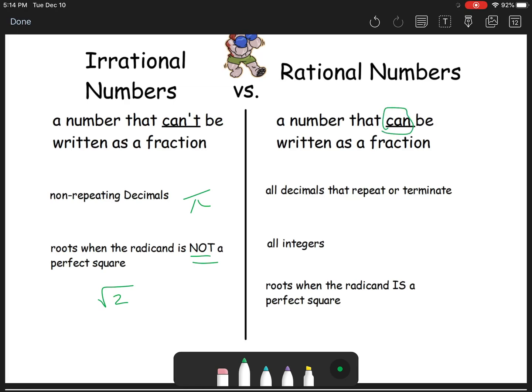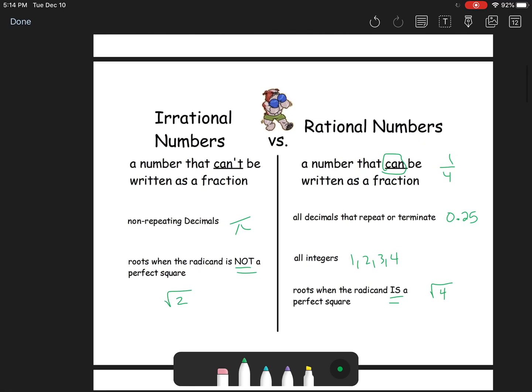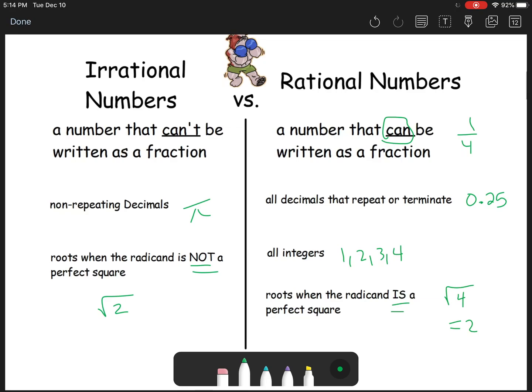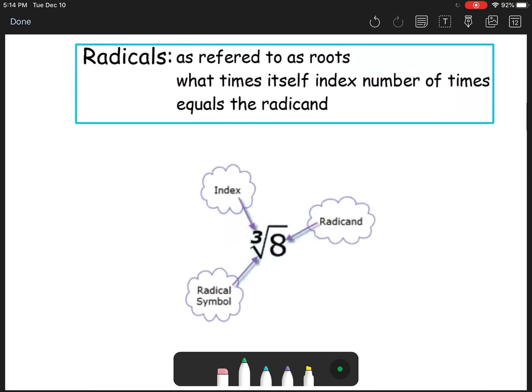Rational numbers can be written as fractions. So anything that can be written as a fraction. The decimals repeat or terminate, so that means it ends. All the integers are rational numbers, so that's all your 1, 2, 3, 4, -1, -2, -3, -4, etc. And roots when the radicand is a perfect square. So for example, the square root of 4 is equal to 2, so that would be an example of a rational number.